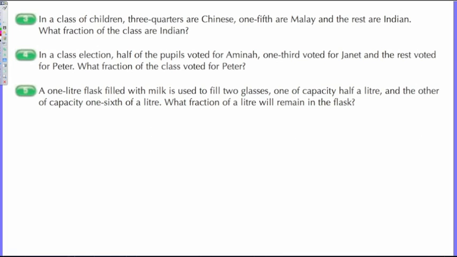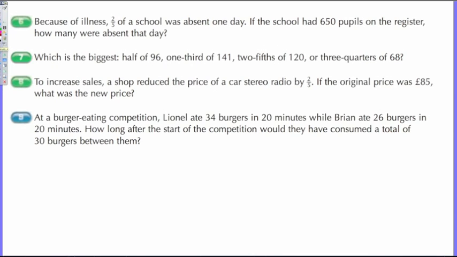In these next questions, you've got some worded questions. So in a class of children, 3/4 are Chinese, 1/5 are Malay, and the rest are Indian. What fraction of the class are Indian? For these, you're going to have to remember that a whole class is equal to 1. Okay, so all of your fractions need to add up to 1. Here are the next questions.